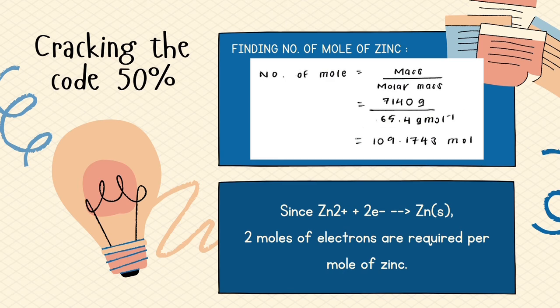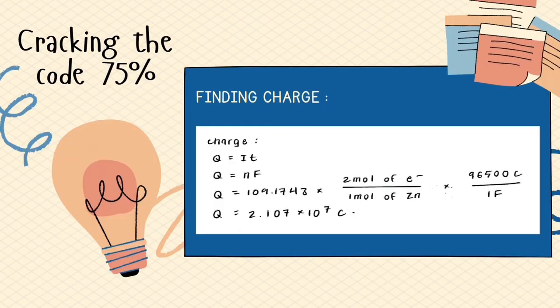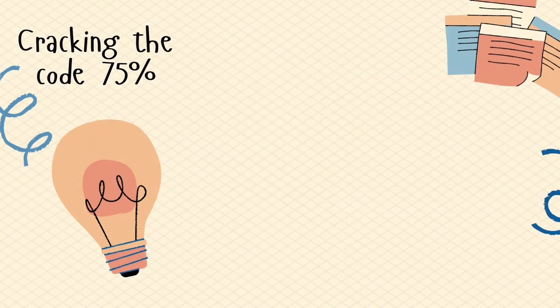109.1743 mole. So after writing down the equation and balancing it, we can see that 2 moles of electrons are required in order to produce 1 mole of zinc. So we will find the charge using the formula Q equals NF, where the number of moles of electrons equals 109.1743 times 2, times F, which is 96,500 coulomb, and we will get Q equals 2.107 times 10 to the power of 7 coulomb.